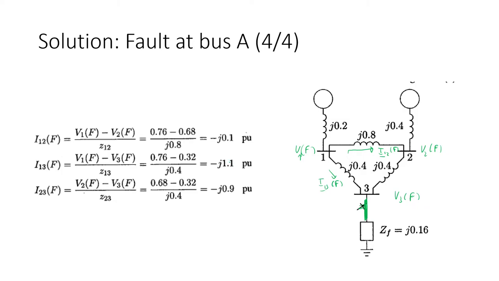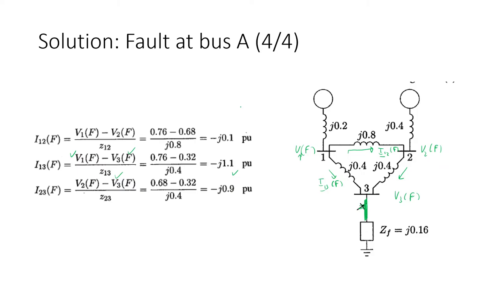I13, now you do the same thing, because the current flowing from 1 to 3 is due to the voltage difference between 1 and 3. The voltage difference is V1 minus V3 divided by Z13. You can find the current to be negative j1.1, and finally I23 is still due to the voltage difference between 2 and 3. Why do we assume it in this way, 1 to 2, 1 to 3, 2 to 3? Of course, it's clear that the current has to flow from 1 to 3 and from 2 to 3. There is no way that the current would flow from 3 to 1, because the sources are up there, not down.